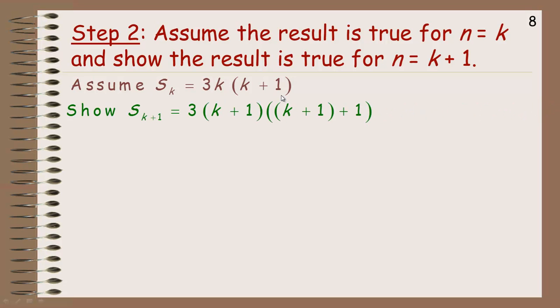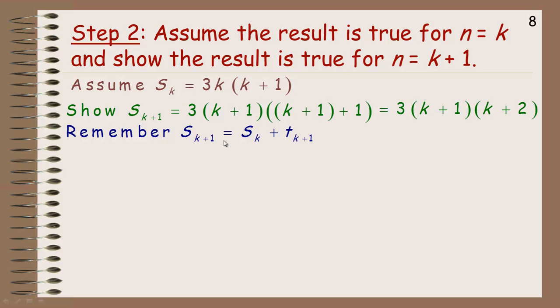So we're going to assume that that's true and show that no matter what k is, the sum of the first k plus 1 terms would be equal to, and in place of n we would put k plus 1. So this would be k plus 1 here, plus this one, and of course that just simplifies to k plus 2. So we're assuming that this is true and showing that no matter what number k is, it's going to be true for the next case, that the sum of the first k plus 1 terms is 3 times k plus 1 times k plus 2.